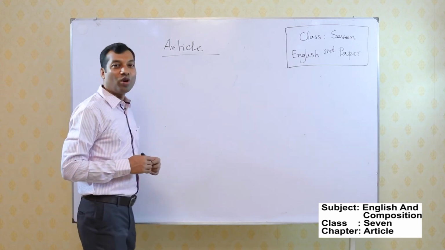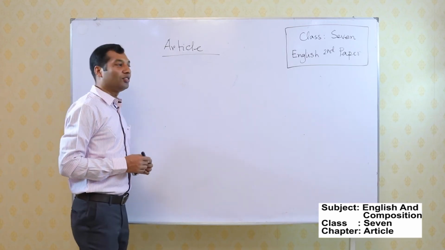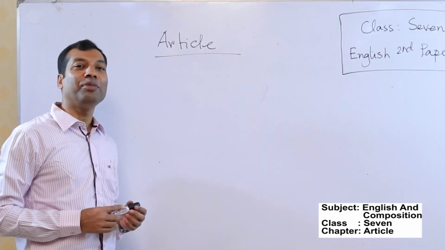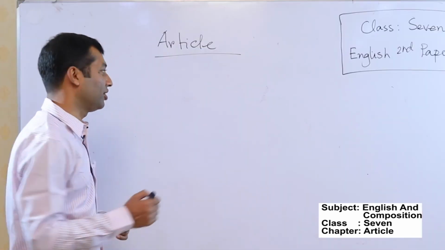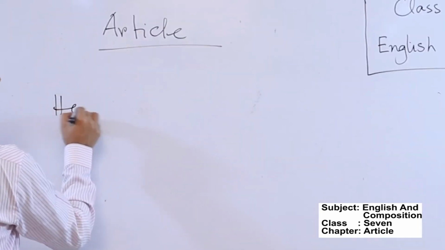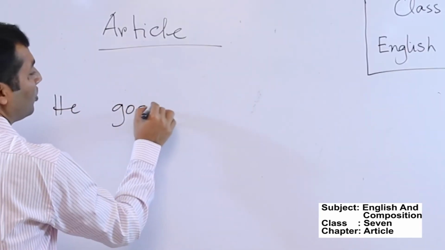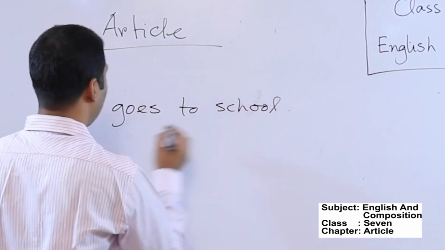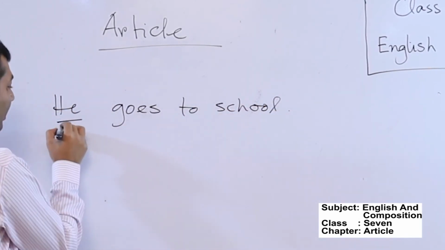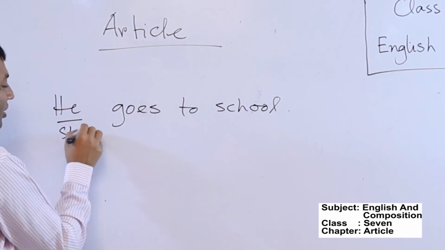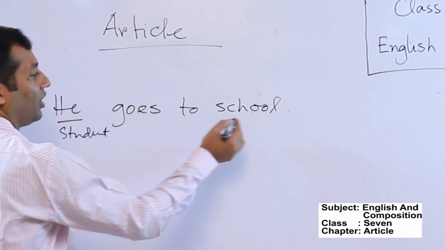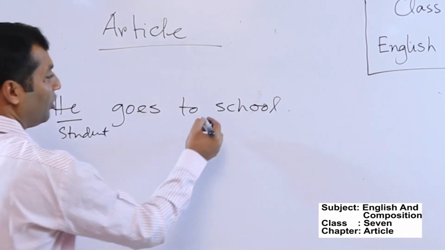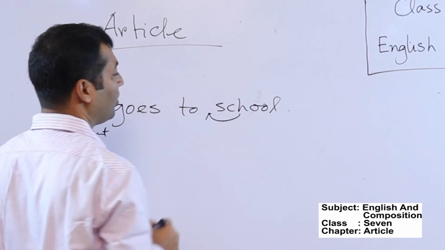Before school, college, church. So these are the places where you do not need to use an article if they are meant as primary purpose. For example, he goes to school. Here, he goes to school means he is a student, and his primary purpose is to go to school for learning. So here you do not need to use an article before them.